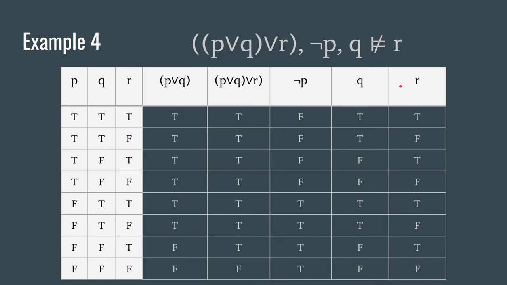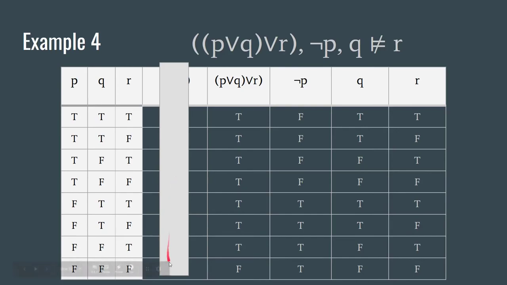That makes the test for validity very easy. Our eyes don't have to jump around all over the place. Notice though that this column here for P or Q was part of building up the first premise. So we want to make sure that we do not take this column into account. Now we've got everything laid out, we can check each row.